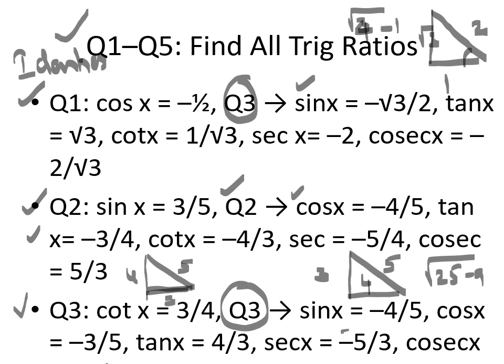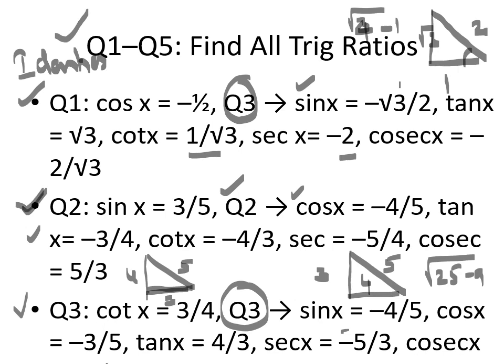And cot x is the reciprocal of this, 1 by root 3. Secant x is the reciprocal of cos, that is minus 2. Cosecant x means the reciprocal of sin, so minus 2 by root 3. So these are the remaining trigonometric functions. This is question number 1.